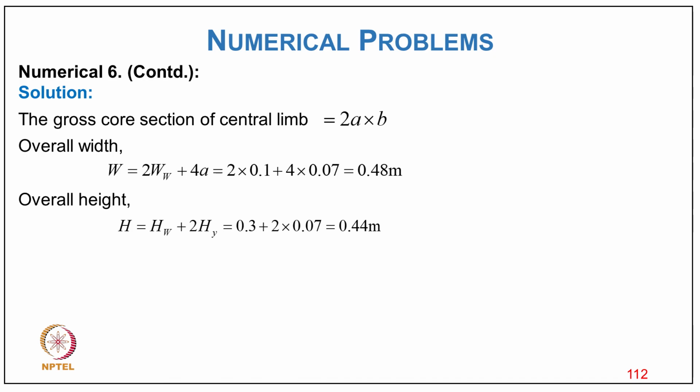And the gross section area of center is 2a into b, so overall width is W equal to 2 Ww plus 4a, that comes 0.48 meter, and overall height H equal to Hw plus 2Hy, it comes 0.44 meter.